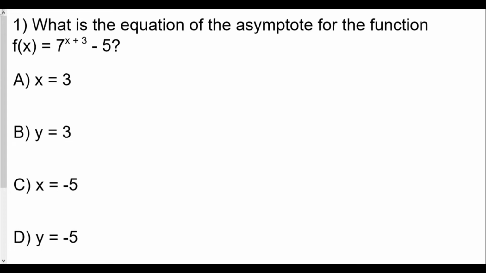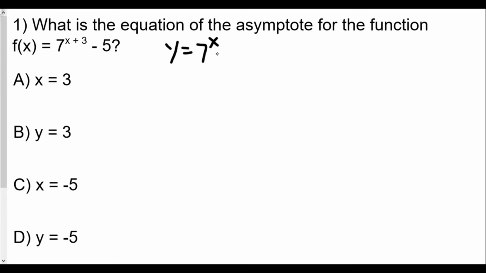What is the equation of the asymptote for the function f of x equals 7 raised to x plus 3, minus 5? Well, one of the things that we see here is that this f of x is really going to be a variation on y equals 7 to the x power. One of the things you can do is definitely graph both of them and see how they are changed. This kind of speaks to a shifting of our parent function y equals 7 to the x.